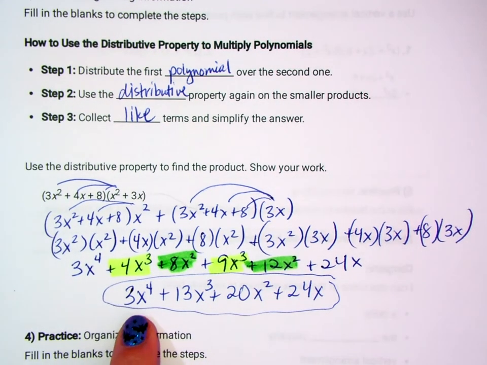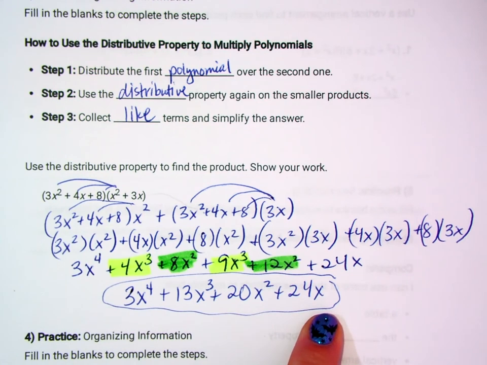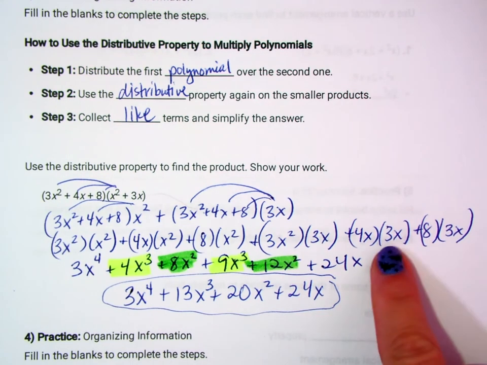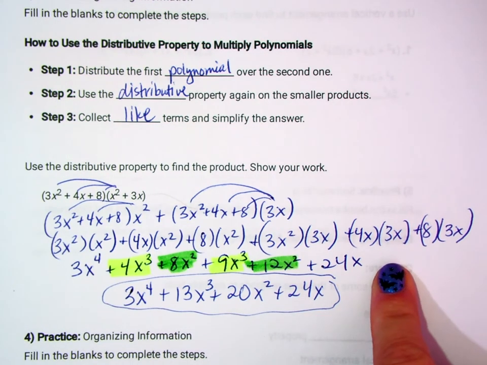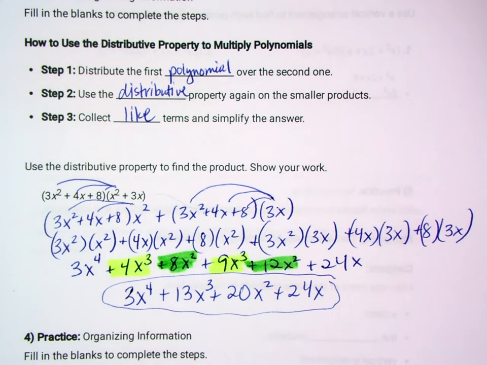now if you notice, this was the exact same problem as the first one we did over in the practice. We just used the other method, distribution or grouping, versus the box method. So which way are you leaning towards? Which one do you like?